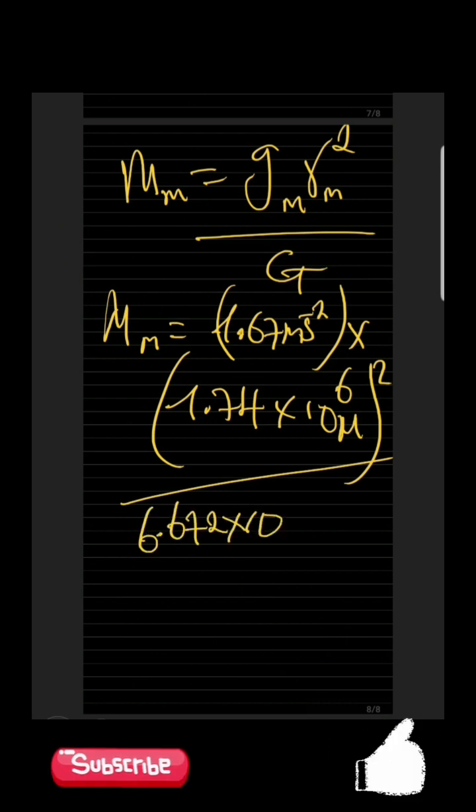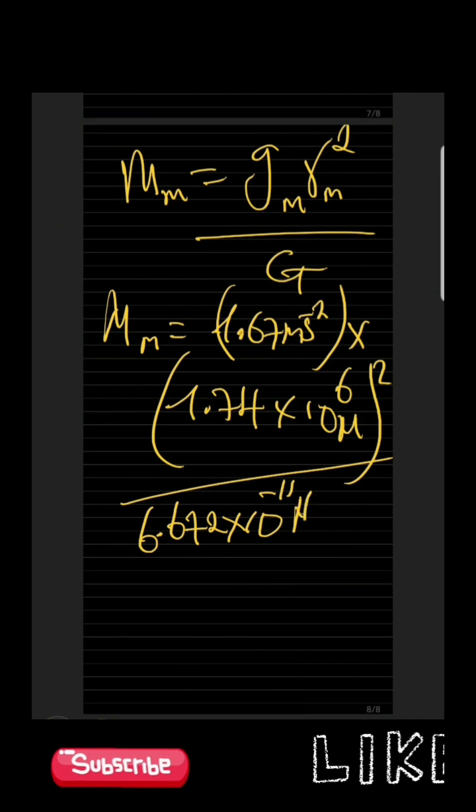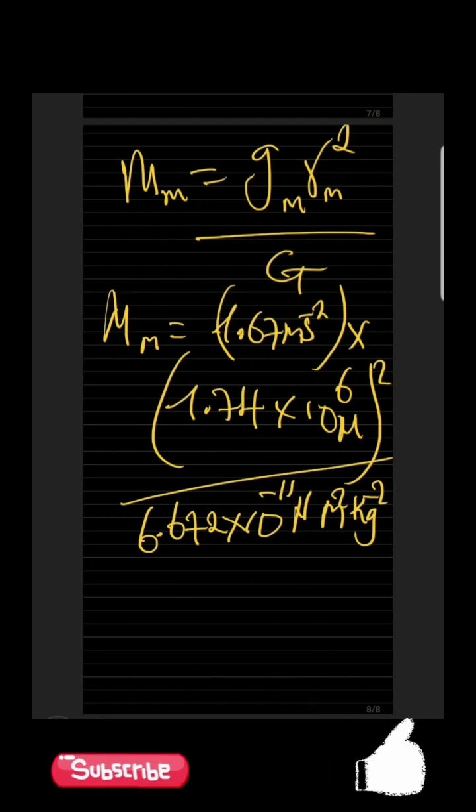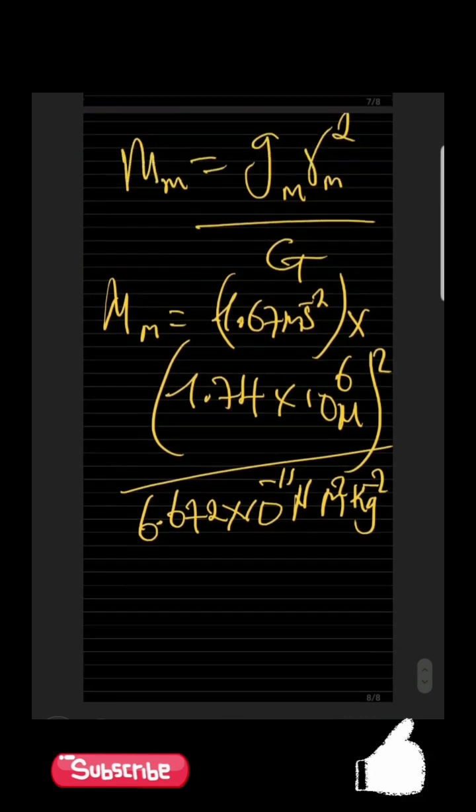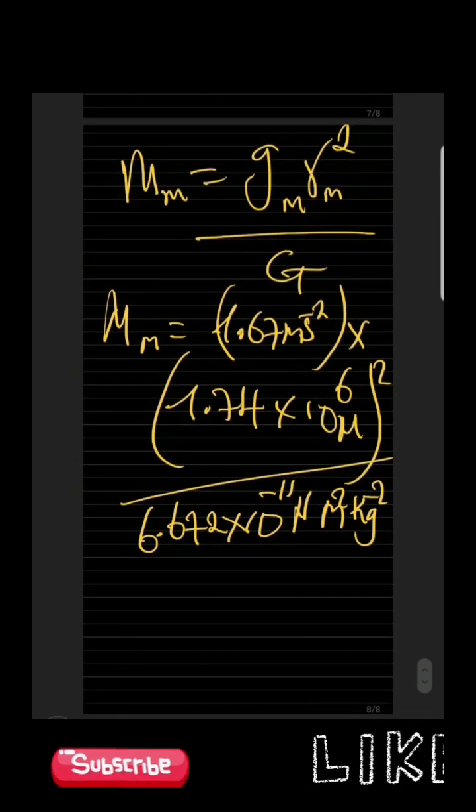6.672 times 10 to the negative 11 newtons meter squared per kilogram squared. It should be like that. Okay, so if you substitute here, you just simply have your mass of the moon. I can still test with the unit. You make sure the mass of the moon results in kilograms. So that should also be your own guide. So that is how we have to do this one.